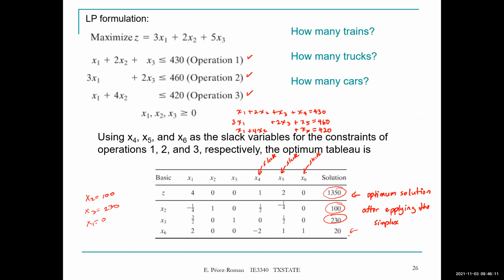So I already answered these questions. So how many trains? Again, the trains are x1. So trains are going to be 0. How many trucks? Trucks are x2. So 100. And then how many cars? Cars are x3. So this is 210. And this is coming off from the optimal solution of the tableau.